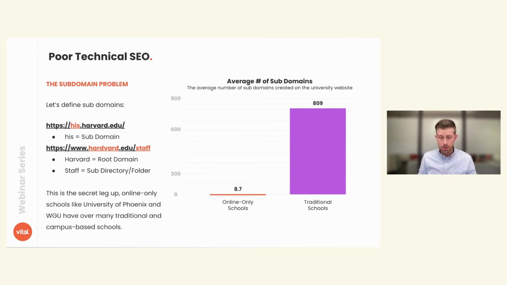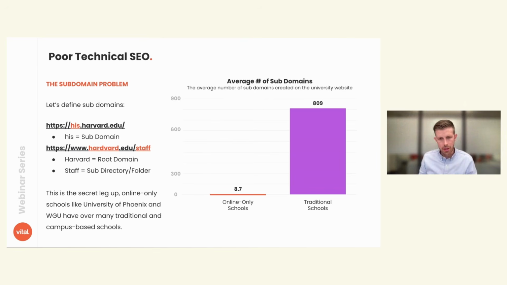When we look at the traditional schools, we see they have, on average, 800 subdomains. 800, but if you run these sites, this is not a shocker to you. Every school has its own subdomain. We know the athletics department has their own subdomain. Everybody has their own subdomain. So you accumulate a lot of subdomains.